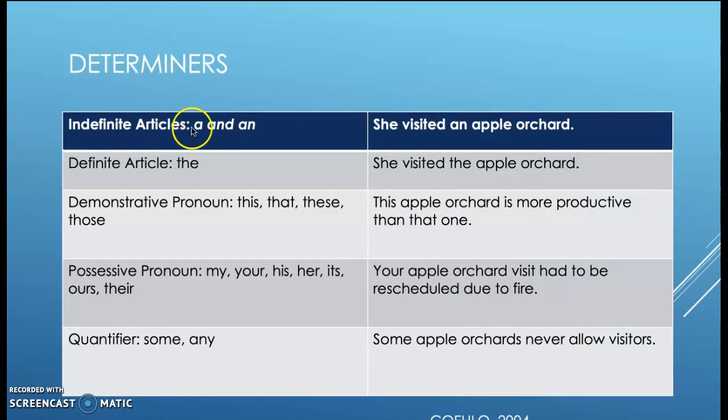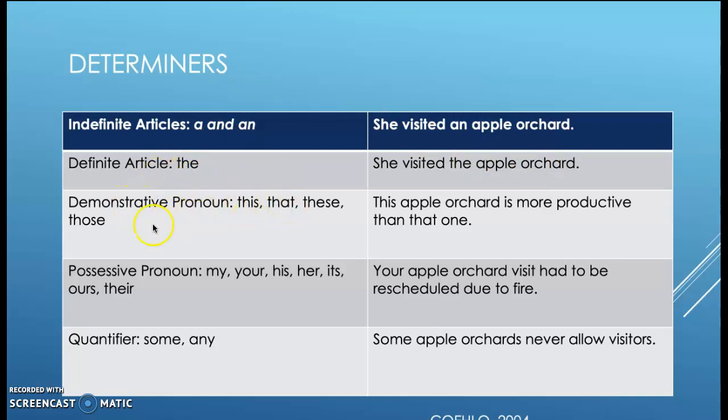Determiners. We have things like indefinite articles, a and an, and a definite article. Let's look at indefinite articles. She visited an apple orchard. That basically conveys it could be any apple orchard from here to Timbuktu. A definite article, like the, is going to tell you that it's a specific apple orchard. She visited the apple orchard. There's a shared context. Maybe it's an apple orchard near your house, but both speaker and listener, the interlocutors in the sentence, are going to have a shared reference of what the apple orchard is.